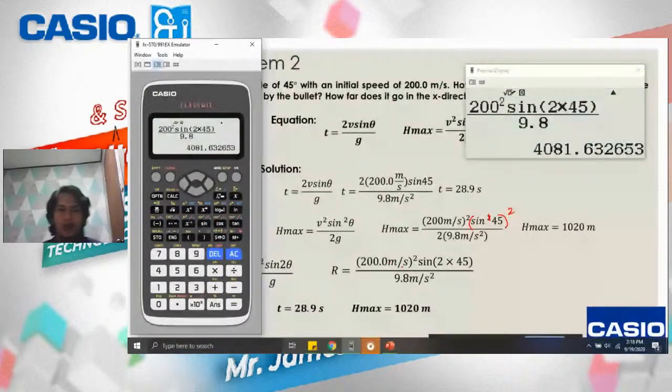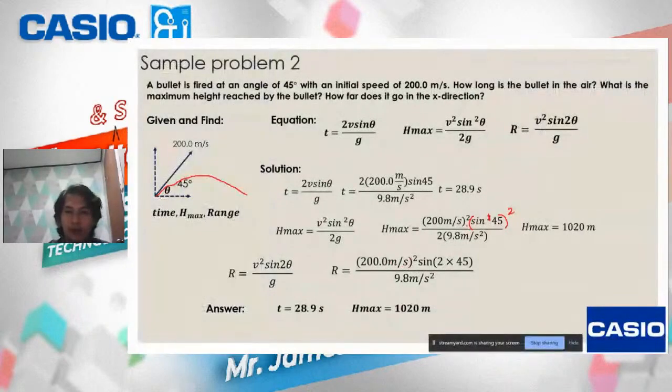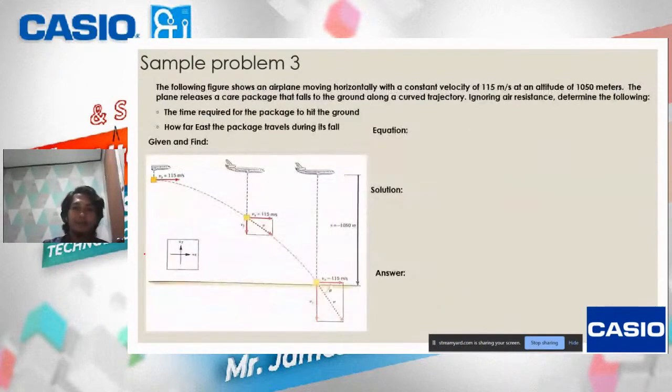4,081. Okay. So ito yung maximum height, ito yung ating range. Let's see kung parehas. 4,081. So 4 kilometers ang distance, horizontal distance niya. At ang maximum height naman niya is 1,020. So hopefully sumabay kayo sa akin sa pagsasagot nito. Okay? Let's try another example.